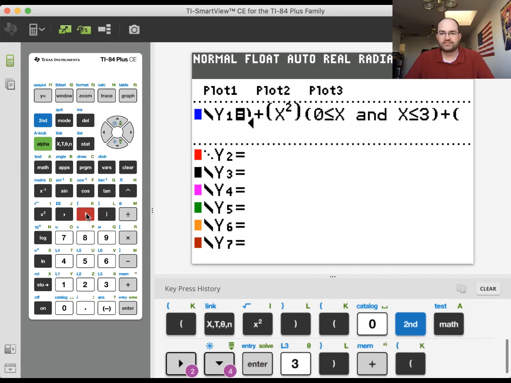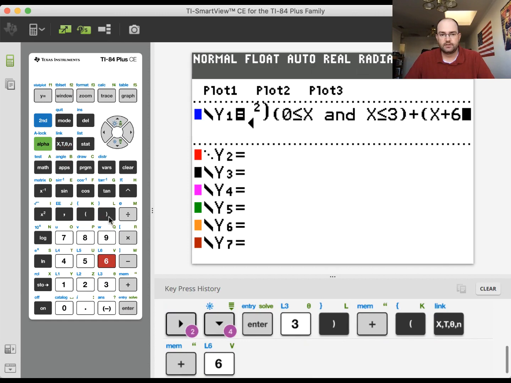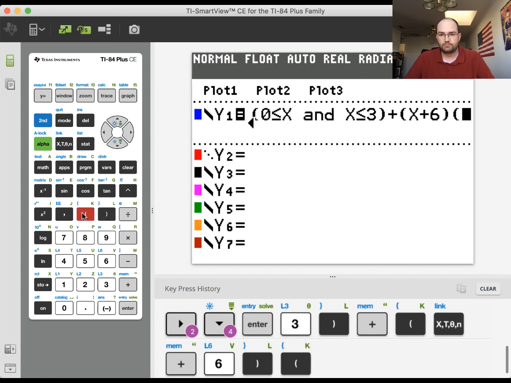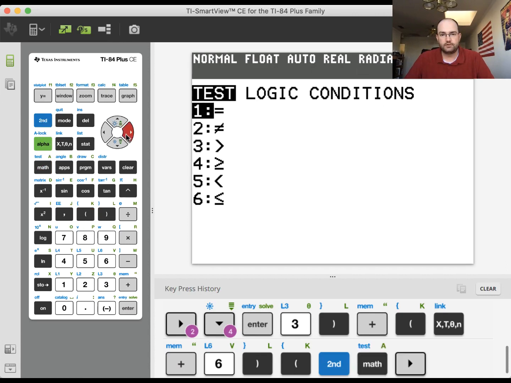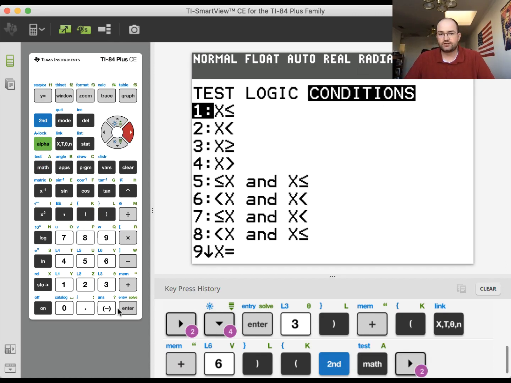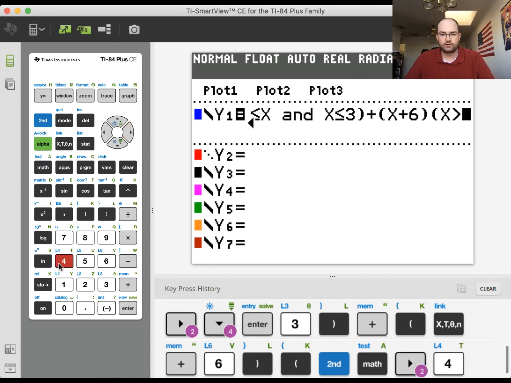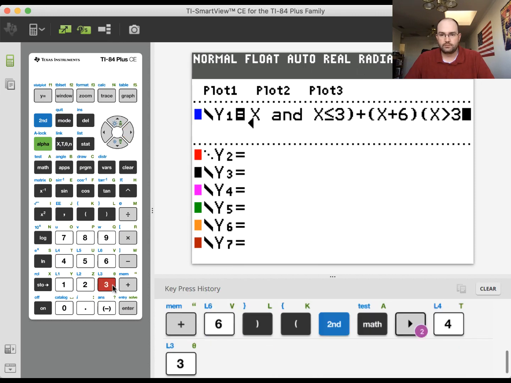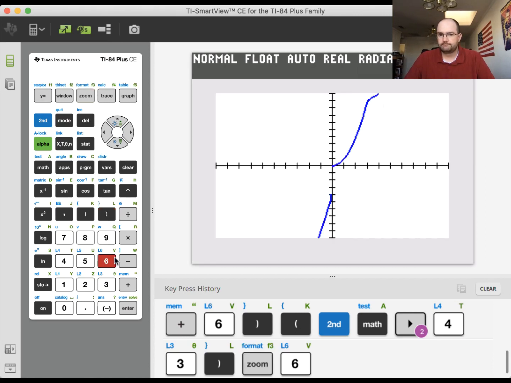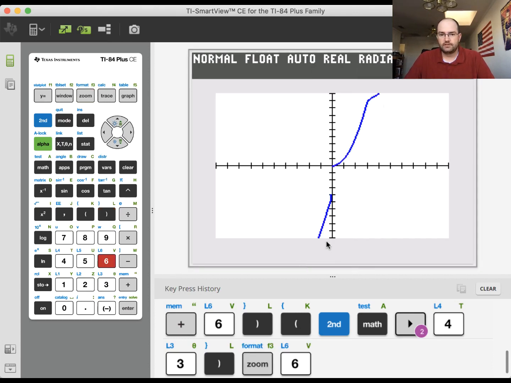Plus a new parentheses, this third definition, which is x plus 6, close parentheses, and then parentheses, the last condition, so second math, go to conditions, and it's x is greater than 3, so that would be the fourth condition. And then 3. Close parentheses, and that's it. I'm going to go ahead and do zoom 6. And there you go. This is, in fact, the function.